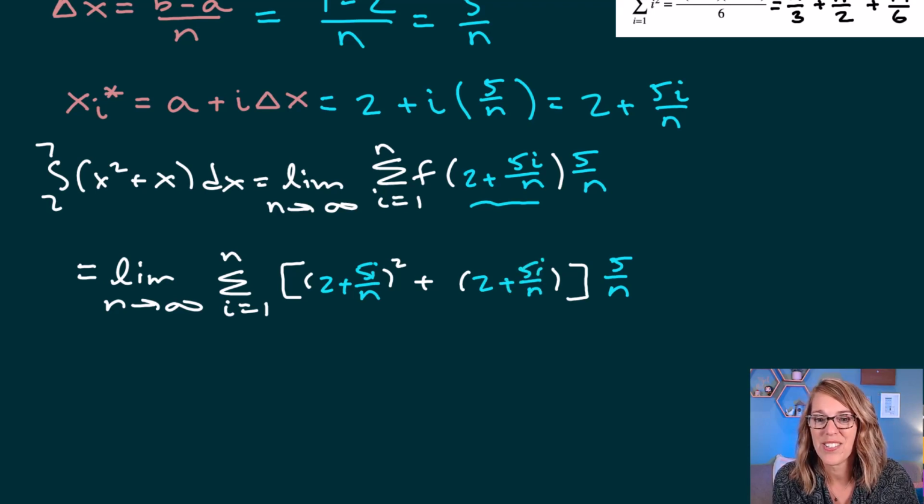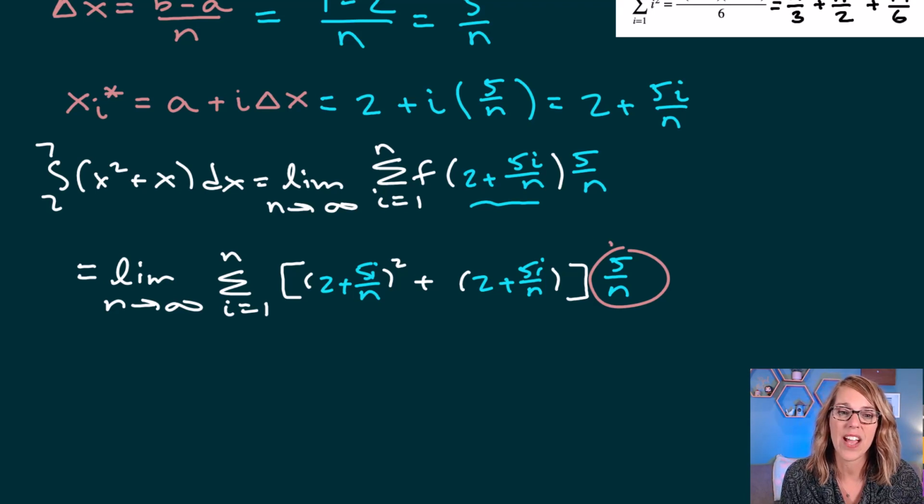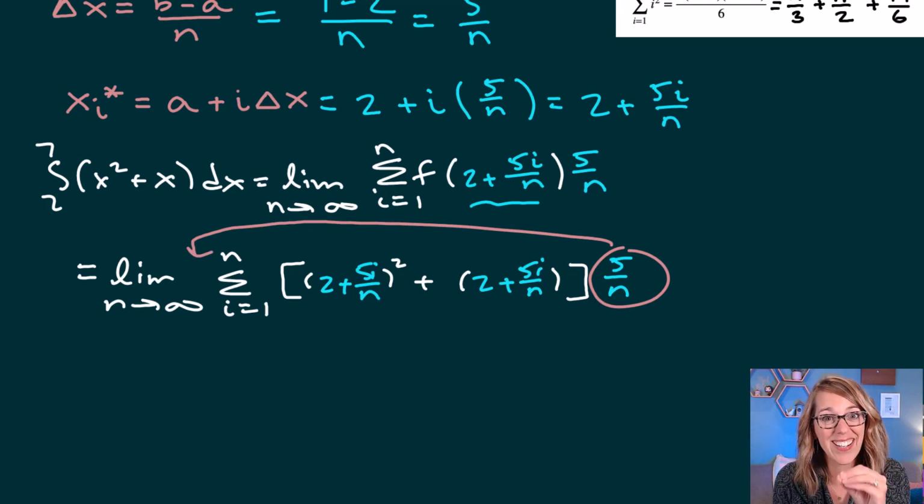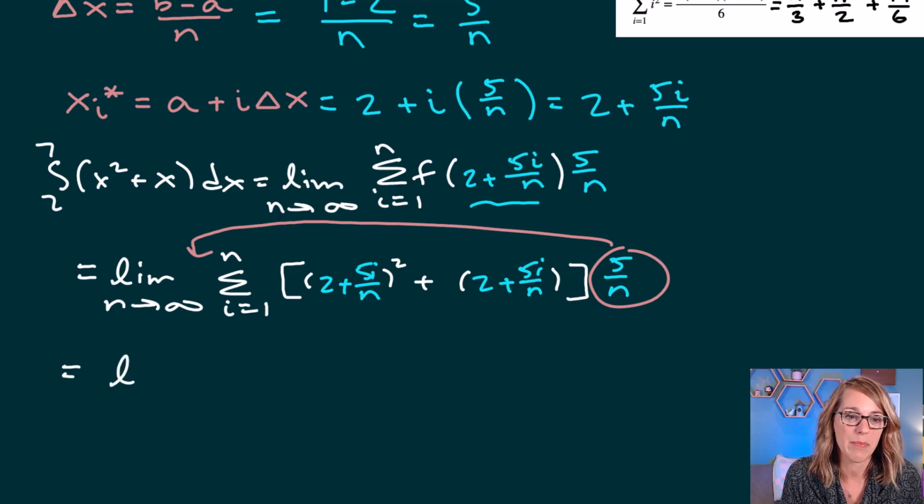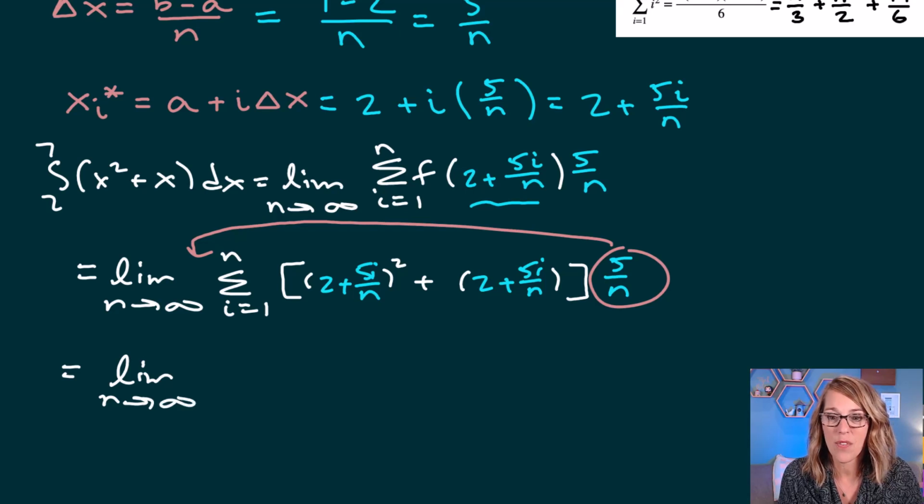The first thing that I want to do, though, is to move this 5 over n out of the summation. It's a constant multiplier, and it doesn't depend on i, so I can factor this all the way outside of the summation, but still inside that limit since it's got an n with it. So this becomes the limit as n approaches infinity. The 5 over n is going to come out in front of the summation. My summation stays. i goes from 1 to n.